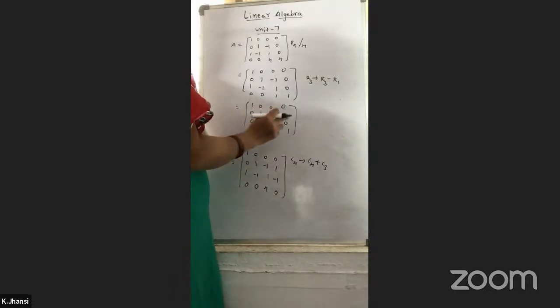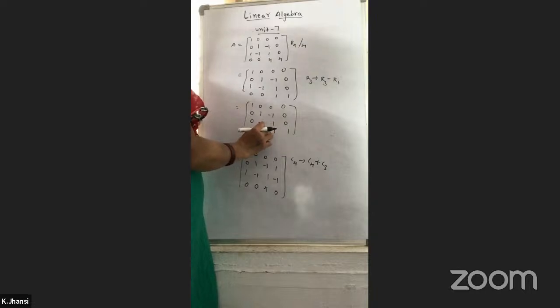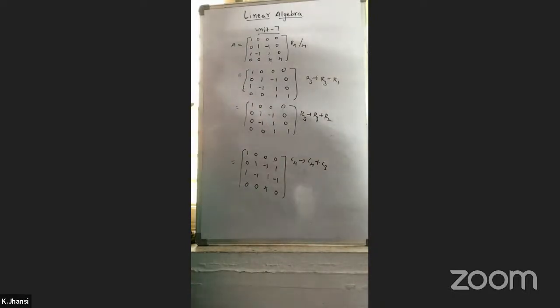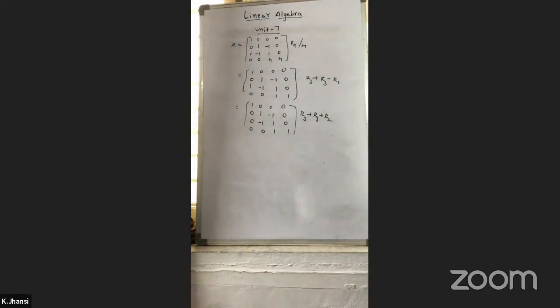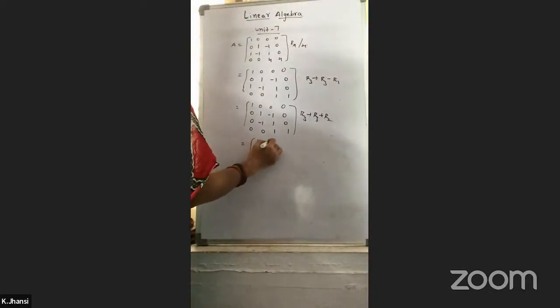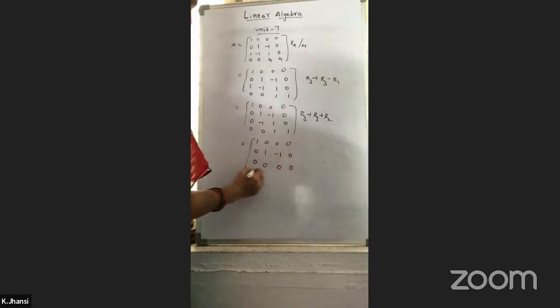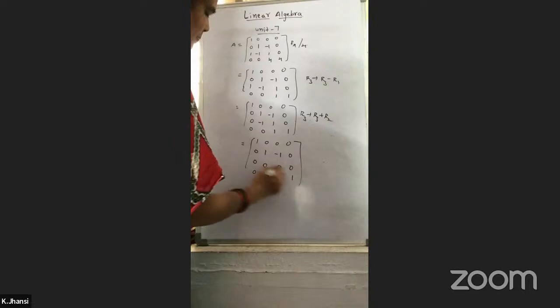Okay. Now, first you will make this as 0. So if you add these two, that is R3 plus R2, you will get 1, 0, 0, 0, 0, 1, minus 1, 0, 0, minus 1 plus 1, 0, 1 minus 1, 0, this is 0. Next 0, 0, 1, 1 is there. Okay.